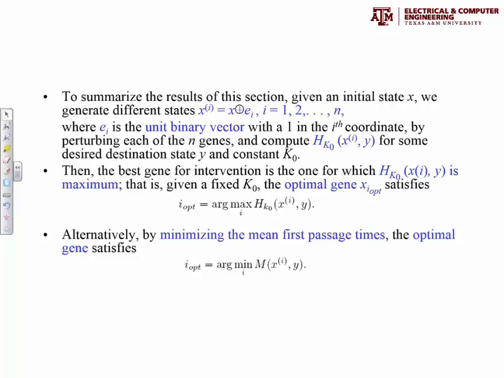Now, if you change k0, it's possible that in some example the optimum gene might change. I don't know, I haven't worked it out, but from this example, it looks like it would probably stay the same. The alternative would be to minimize the mean first passage times. The optimal gene would be the argument which minimizes this mean first passage time.